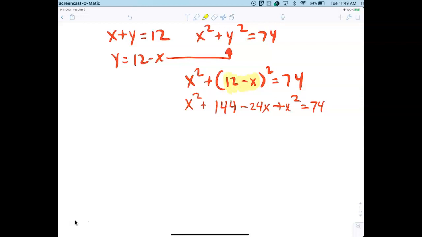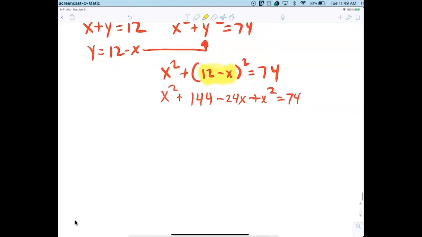Everybody's got to pay attention. To find the middle term, the easiest thing to do is to multiply 12 times negative x. What do you get? Then multiply that by 2. Negative 24. That's how you get the middle term when you square a binomial. Just multiply the 2 inside, then times 2.